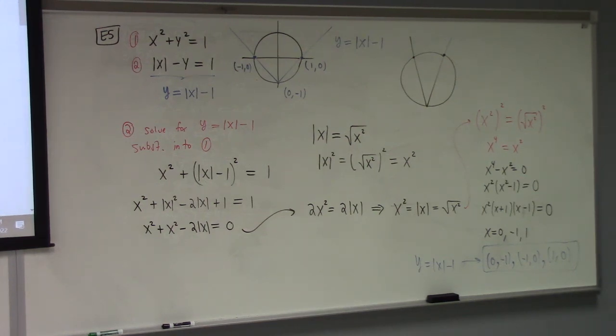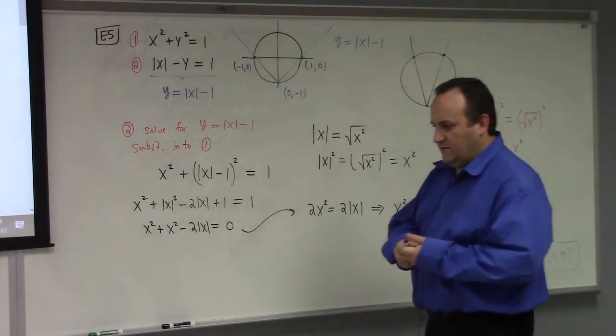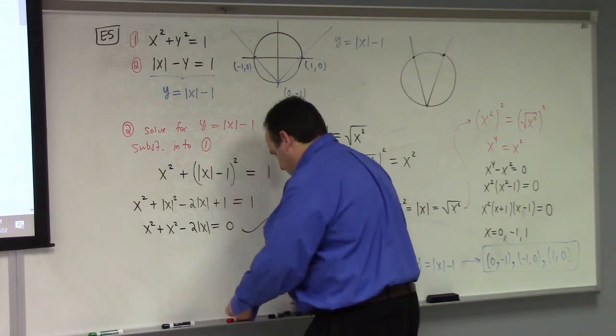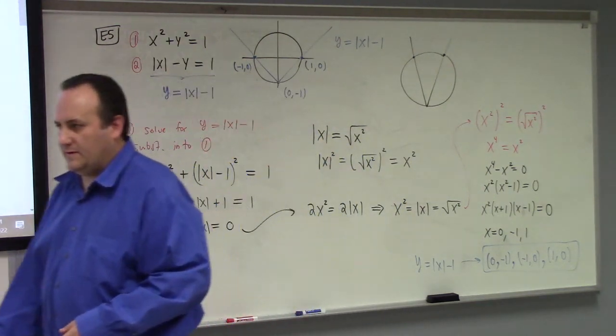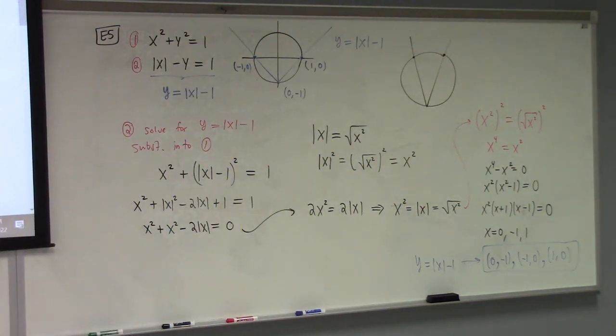Listen, maybe you don't like the way I solved the end of this problem. Do you guys have any other ideas about how we could have solved this? Let's talk about this. How do you solve x squared equals the absolute value of x? What's another way you could do that? Suppose you don't like my factor-heavy argument there. How else would you do that? Any ideas?